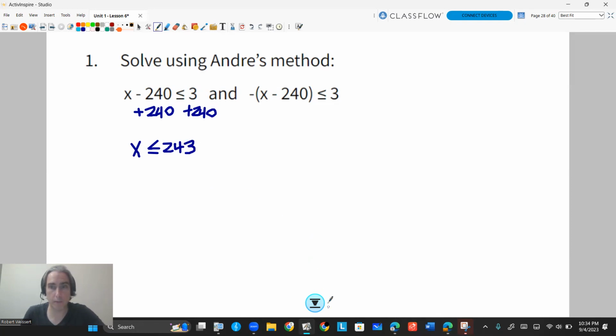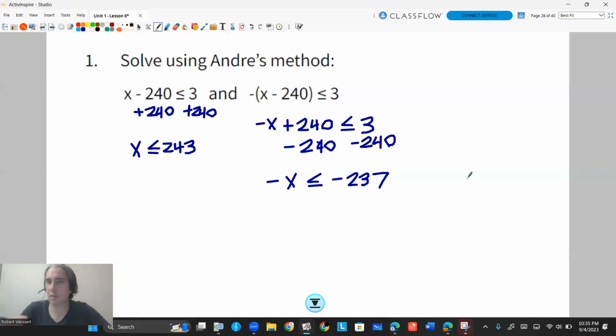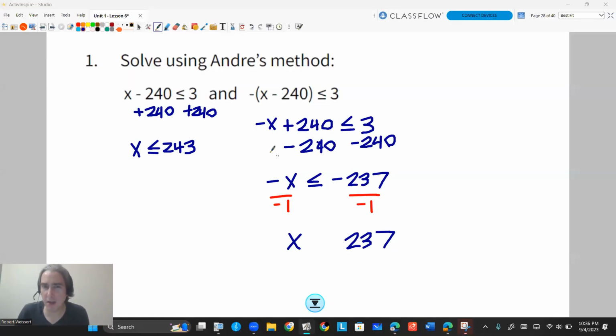What about over here? Well, we're going to distribute that negative, right? So negative x plus 240 is less than or equal to 3. And we're going to subtract that 240 and get negative 237. Then we're going to divide by negative 1 because we don't want this negative x hanging out. Now what happens is this is going to reverse. This is going to go, whoop, greater than or equal to negative 237. Because remember, when you divide by a negative, the inequality symbol reverses order.